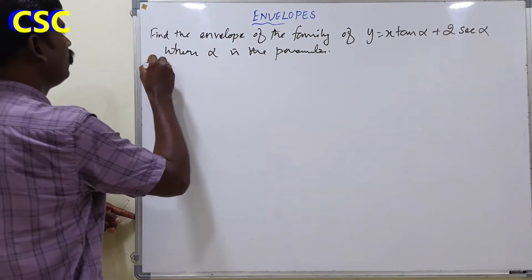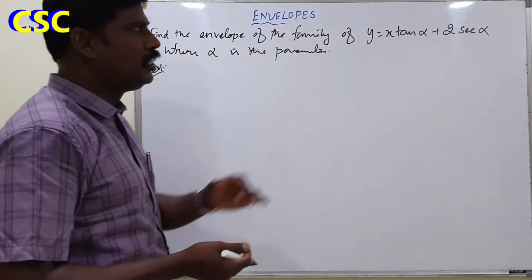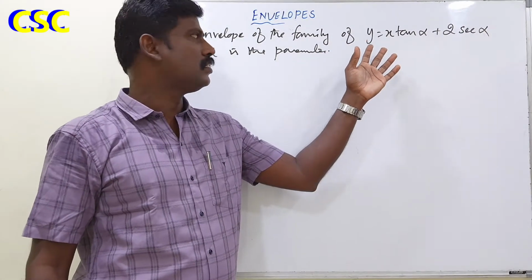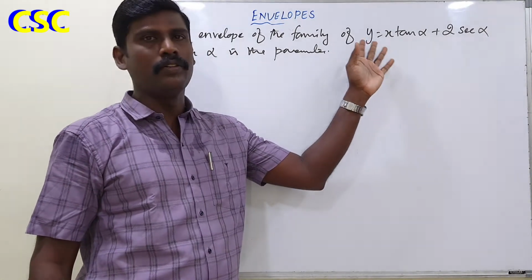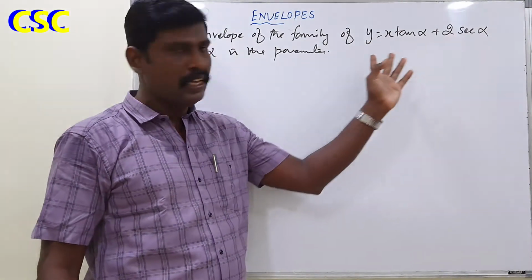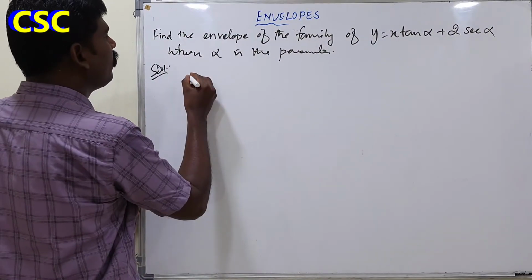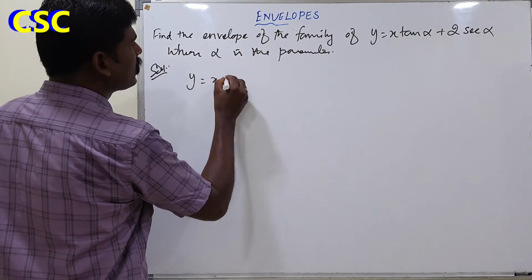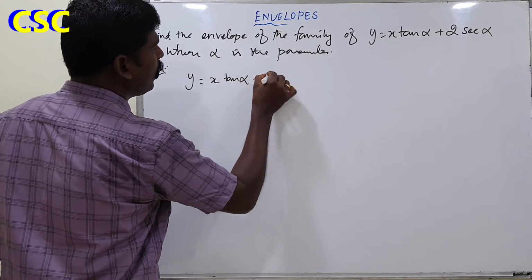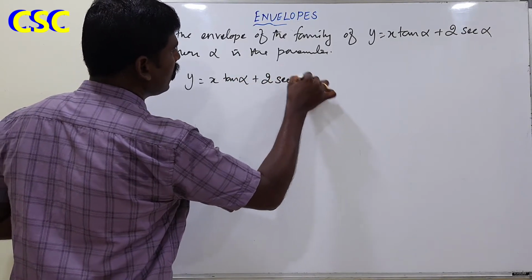Okay, solution. Right. So this kind of problem we already discussed. This problem belongs to the exercise problems and is also a most important university question. That's why I am taking it here. Okay, right? Now, what is the given equation? Y equal to x tan alpha plus 2 into secant alpha, isn't it?